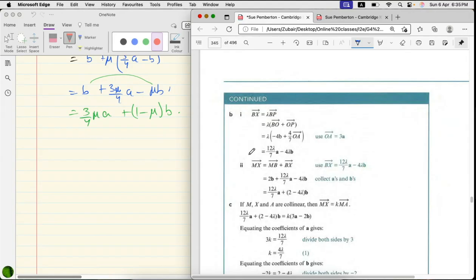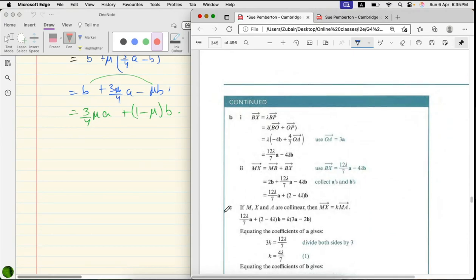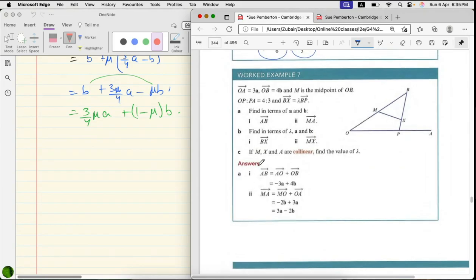And then part C would be, well, let me see. B had two parts, BX and MX. Yeah, and then there's a C part. If MX and A are collinear. MX when they are collinear.